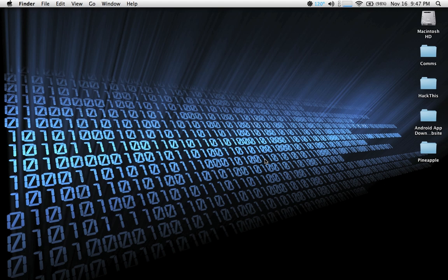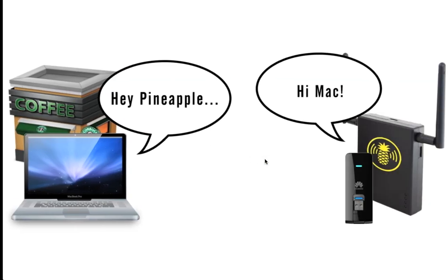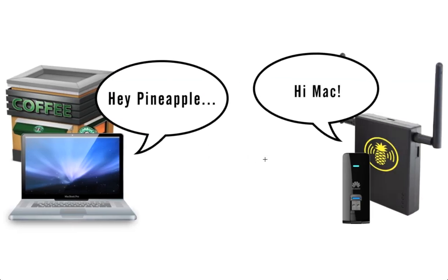And I've actually created some illustrations to help me explain all of this, so let's go ahead and take a look at those. So our goal here is to be able to communicate with our Pineapple and have our Pineapple communicate with us while we're connected to two completely separate networks. In the example here, we're connected to the internet on some public Wi-Fi hotspot with our computer, and the Pineapple is connected to the internet on a 3G USB modem.